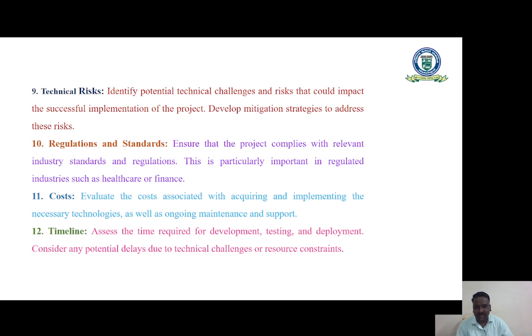Eleventh, cost. Evaluate the cost associated with acquiring and implementing the necessary technology as well as ongoing maintenance and support. The last key factor of technical feasibility is timeline. Assess the time required for the development, testing, and deployment. Consider any potential delays due to the technical challenges or resource constraints.